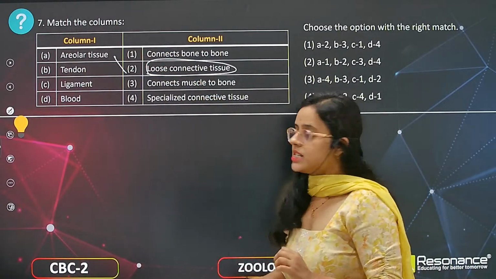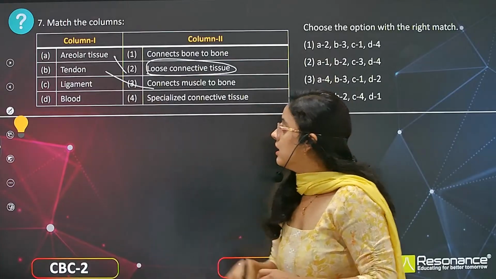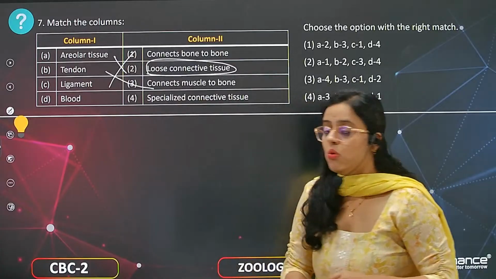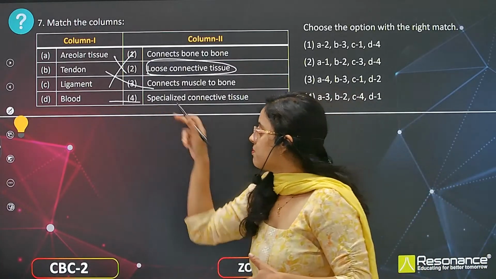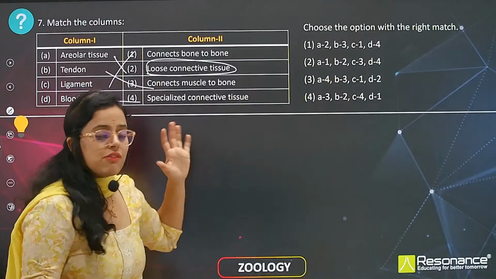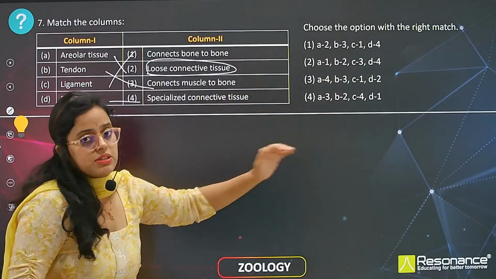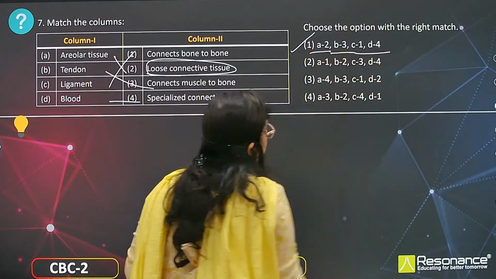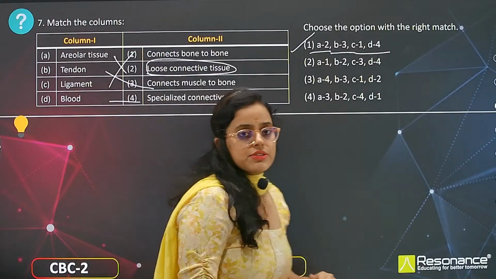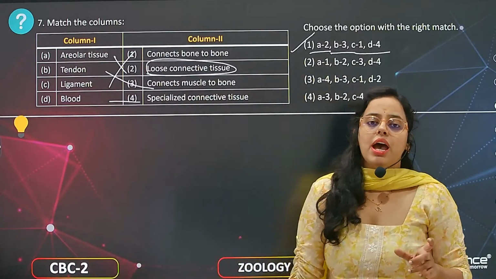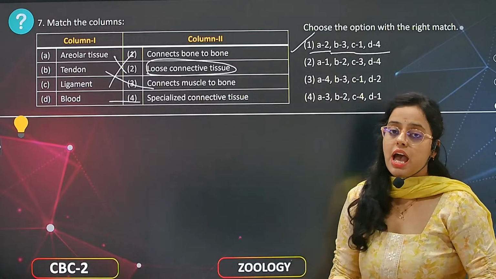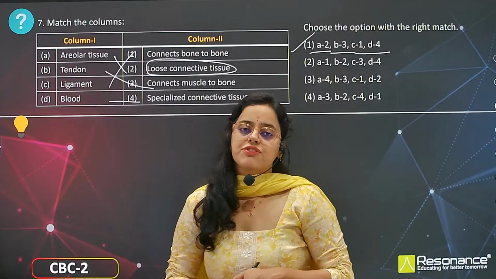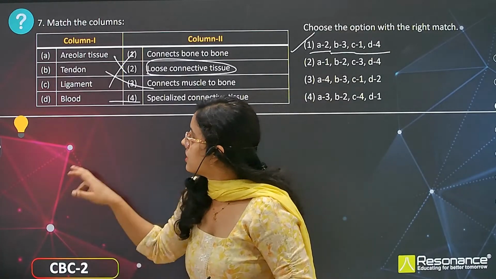Now coming to tendon, which connects bone to muscle. B will have the third. C, ligament, connects one bone to another bone. And blood is a specialized connective tissue. Now when you have matched, just check the options. Over here A consists of 2, B consists of 3, C consists of 1 and D consists of 4, which is the correct answer. So areolar tissue is loose connective tissue, tendon joins bone to muscle, ligament joins bone to bone, and blood is a specialized connective tissue. So this is the answer over here.